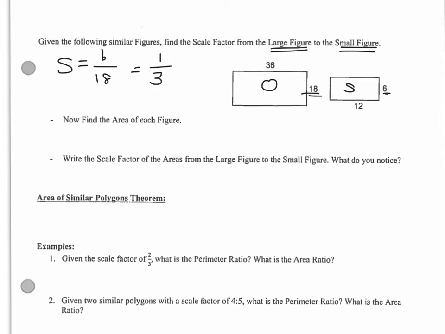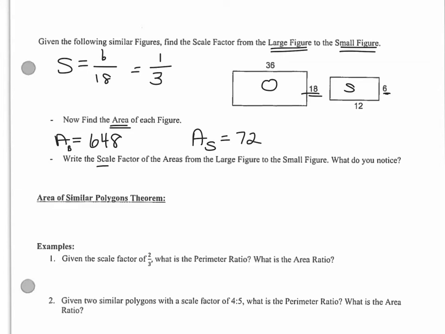Now it says find the area. How do you find the area of a rectangle? Well, it's length times width. So the area of the big one, 18 times 36, is 648. So the area of the smaller rectangle, 12 times 6, is 72.